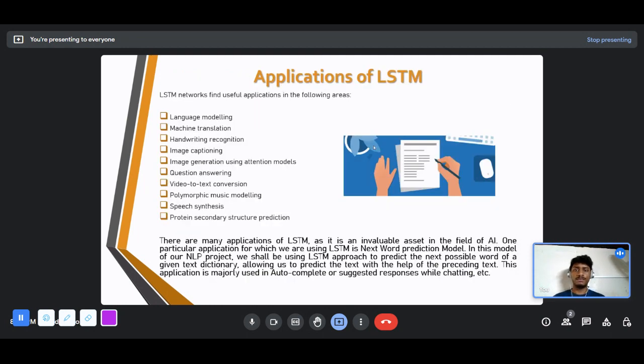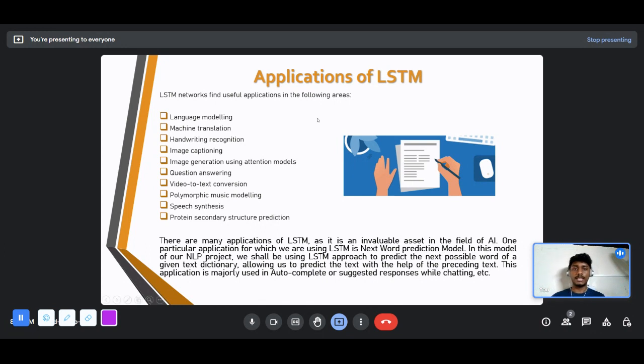Moving on, now we come to the applications of LSTM. LSTM is such a vast topic and such a volatile subject that it has many applications. Some of them are language modeling, machine translation, handwriting recognition, image captioning, image generation using attention models, question answering, video to text conversion, captions, polyphonic music modeling, speech synthesis, speech to text conversion, and protein secondary structure prediction. These are all applications of LSTM, and most of them are natural language processing related applications.